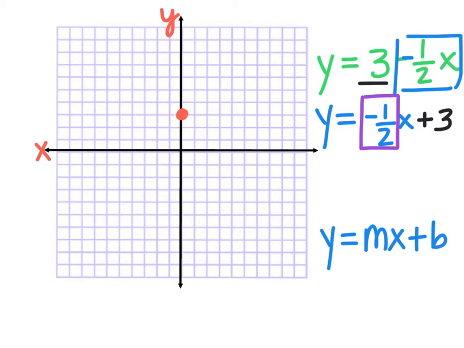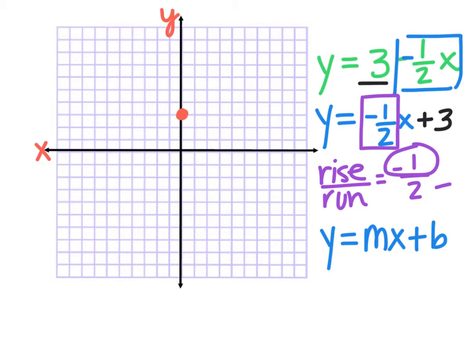When we do slope, remember, it's the rise over the run. My slope is negative 1/2, so that means I'm going to go down 1, that's my rise, and then to the right 2. So from this point, I go down 1, and then over 1, 2, and then put my point. Same thing, I'm going to do that again.